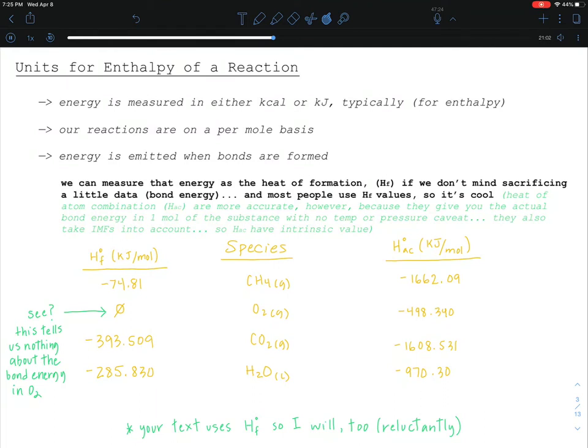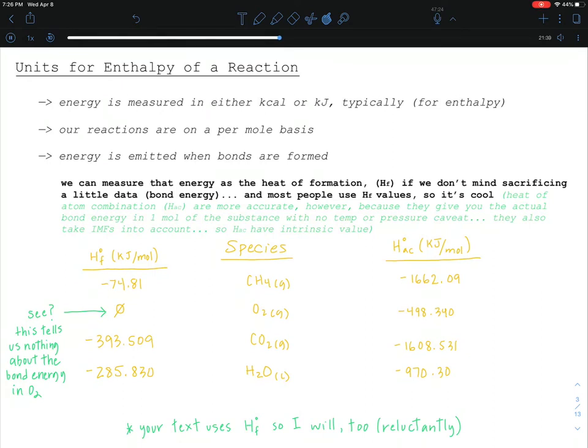Now it doesn't tell you anything about the bond energy. The oxygen-oxygen double bond has a bond energy associated with it, but the heat of formation is talking about these particular species in their standard state. And really what they're saying here is, let's imagine that molecular oxygen exists as O2 in the gas phase under standard conditions. And so, therefore, there is no heat of formation because that's just how it is, O2 in the gas phase. So zero, but it doesn't really give you any information about the energy of the bond.